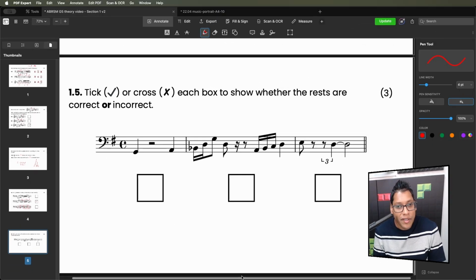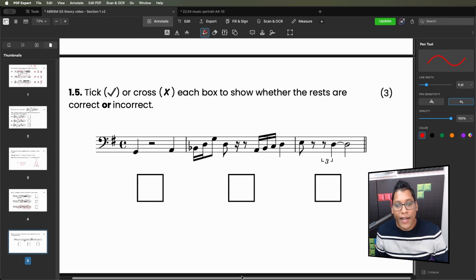Okay, so let's deal with the last question in this section, which is 1.5. In this question, you need to either tick or cross each of the boxes underneath each of the bars in the question to show whether the rests are correct or incorrect. This is not just about rests. This is also about groupings and whether you know them. They may look confusing, but it's actually easier than you think.